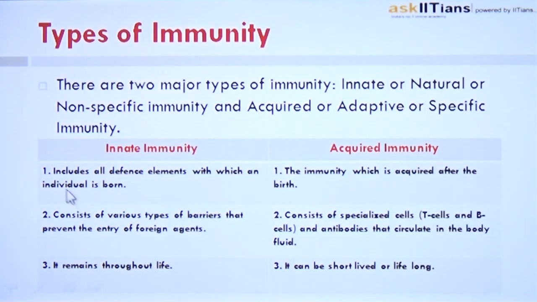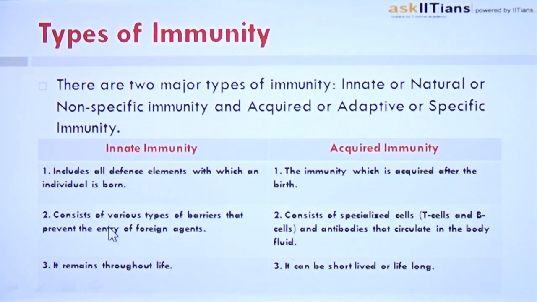Innate immunity includes all defense elements with which an individual is born. Acquired immunity is acquired after birth. You don't have this type of immune mechanism in your body since birth. After birth, you get certain types of immunity mechanisms, and these come under acquired immunity.